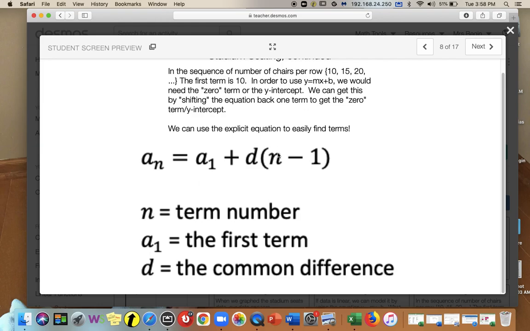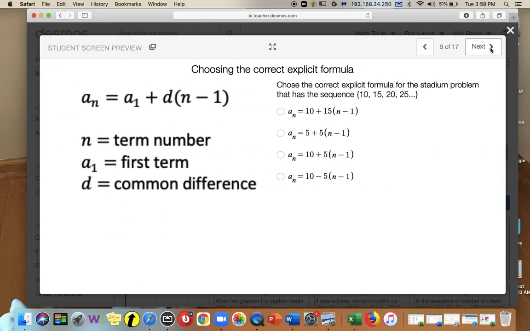So here n stands for the term number, a sub 1 again is the first term, and d is the common difference. So let's practice finding the right formula. Let's plug in and see what matches here. So again, when I'm plugging in, I'll show it on my iPad, give me 1 minute here.